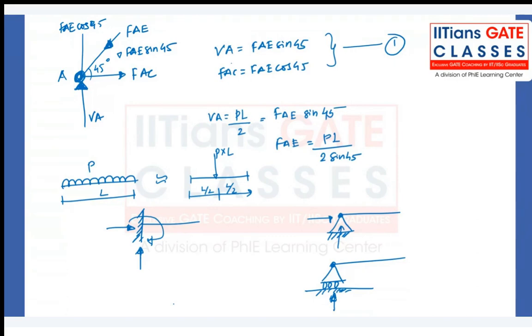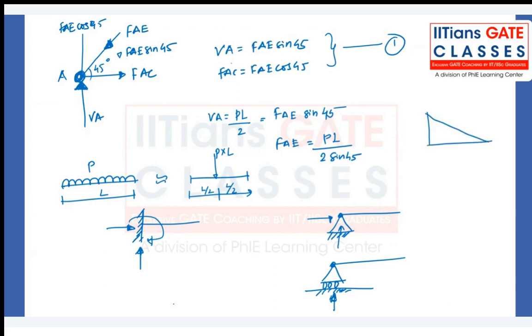Okay, Sujana's comment is, sir, for uniformly distributed load, if the load acts at the center, then no. Something is wrong with your concept. It is for the uniformly varying load. Why should uniformly distributed load be PL by 2?